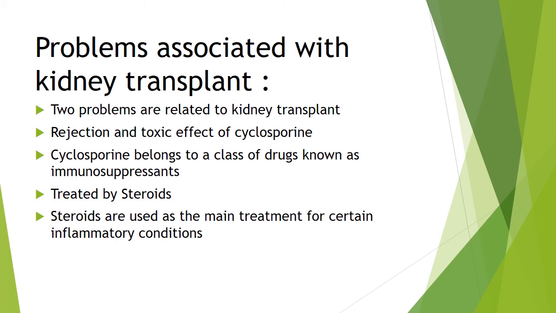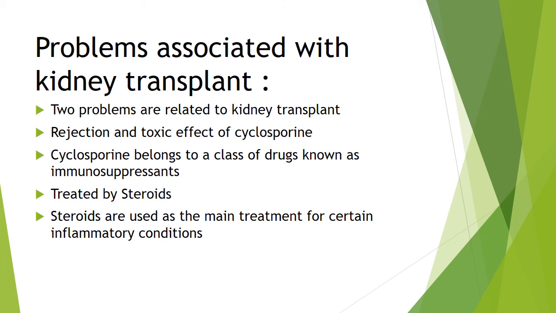Problems associated with kidney transplant. Basically there are two problems that relate to kidney transplant. The first one is transplant rejection. Transplant rejection occurs when the transplanted tissue is rejected by the recipient's immune system. When it is rejected, problems are created because the recipient's immune system destroys the transplanted tissue.